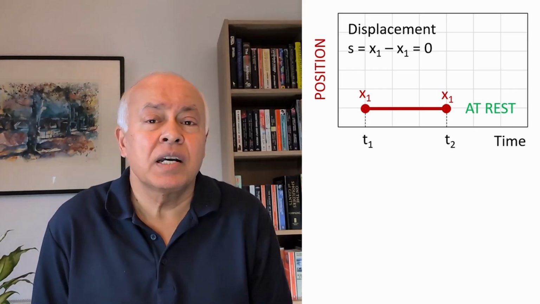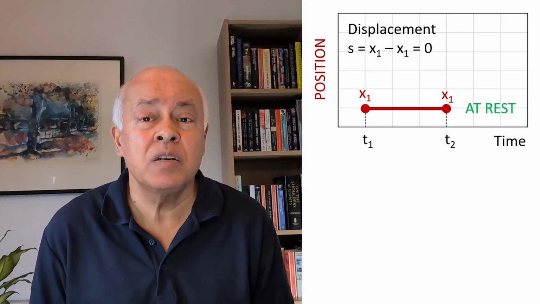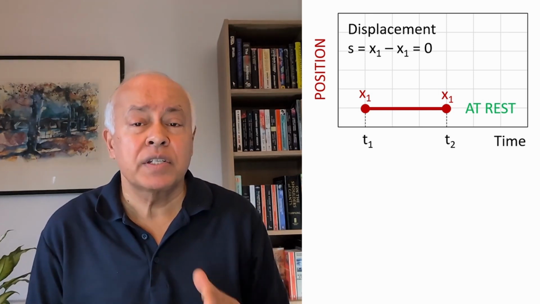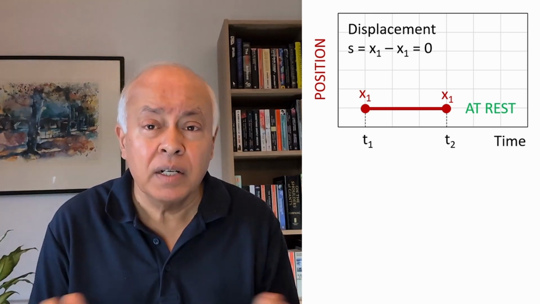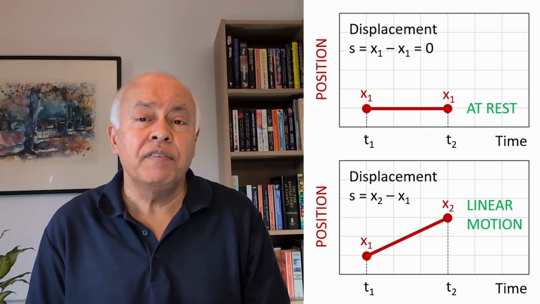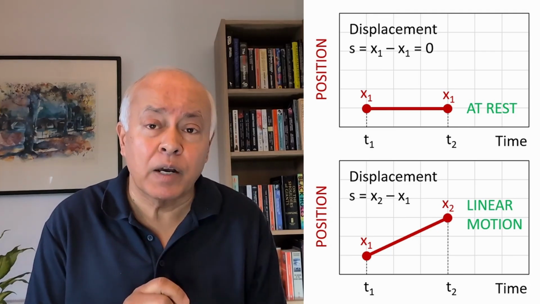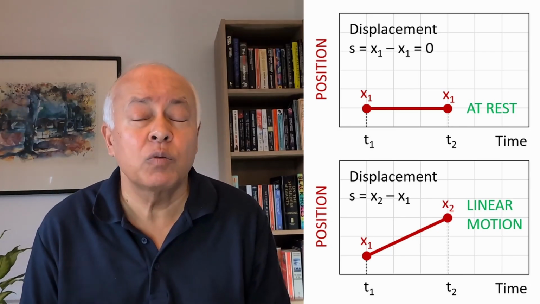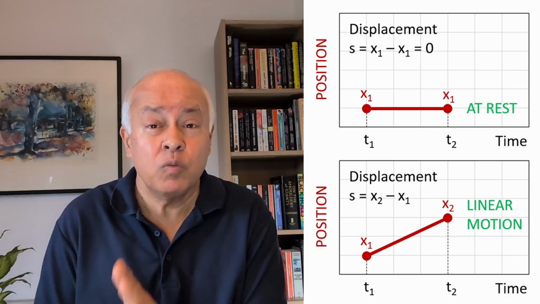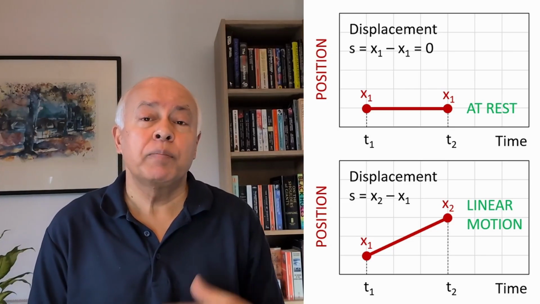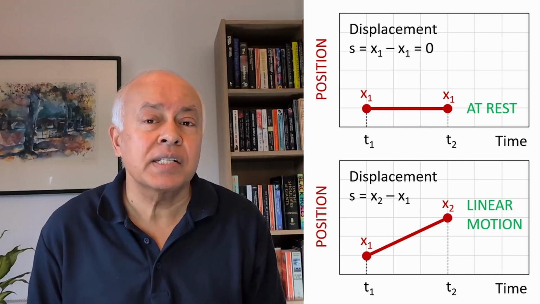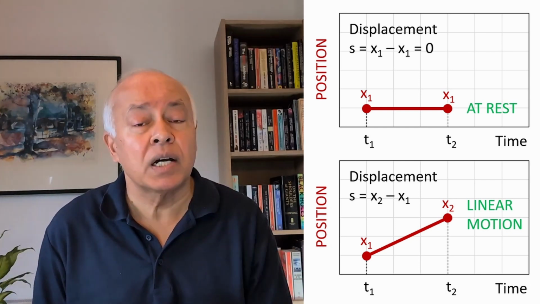Now if the position at time t2 is equal to the position at time t1, then we have not moved position at all. That is, we are at rest. Over the time interval t2 minus t1, we have not moved any distance, so our displacement is 0. If x2 is different to x1, however, then we have a displacement and it will equal x2 minus x1. And we have taken a time of t2 minus t1 to make the move. If we plot position versus time, then we can keep track of where we are, and a plot like this tells us how the position of an object is changing with time.